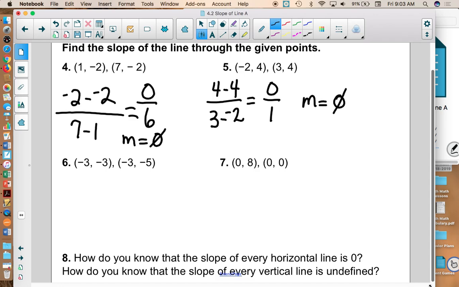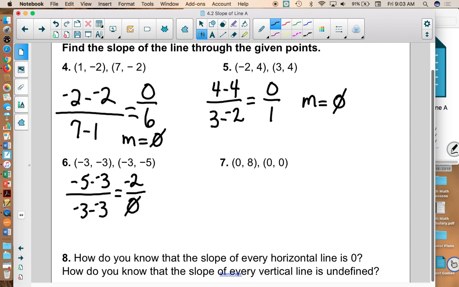What about number 6? Justin? Justin says -2. I've got -5 minus -3, and I have -3 minus -3. If I do add opposite on that, Justin, I get -2 as the numerator. Do you agree? But what do I get as the denominator? 0. So what kind of a slope is it?